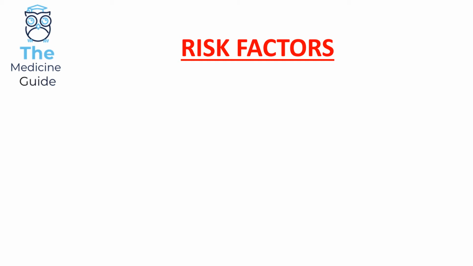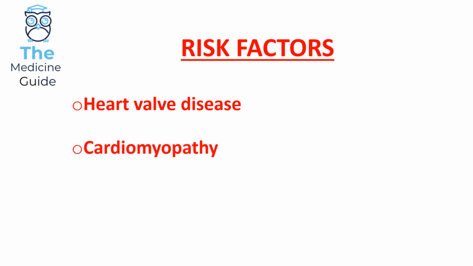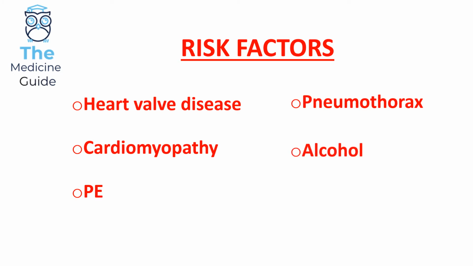Firstly, I'll give you about 10 seconds to hopefully jot down a few conditions that you think are potential risk factors for a patient presenting with atrial flutter. I'll give you 10 seconds starting from now. Okay, so we'll go through some of the risk factors now. Heart valve disease, cardiomyopathy, a PE, pneumothorax, alcohol abuse, and also caffeine misuse.